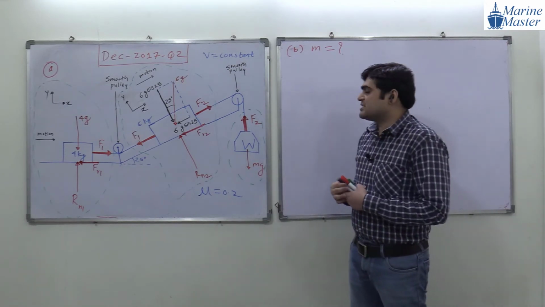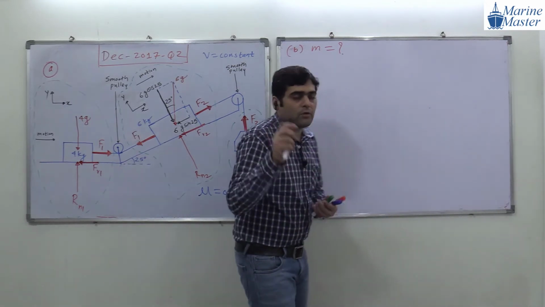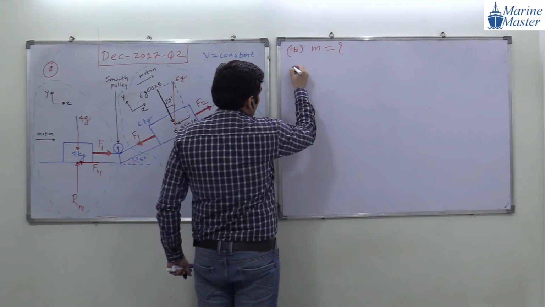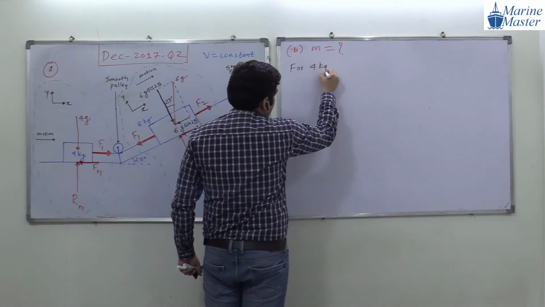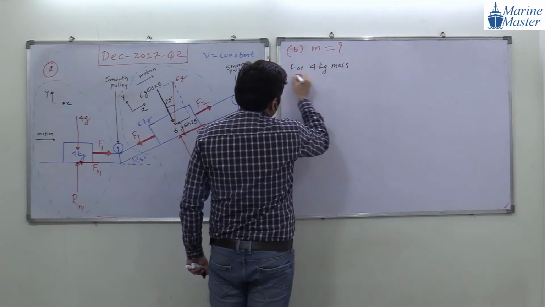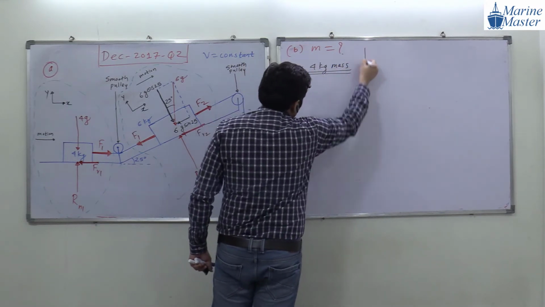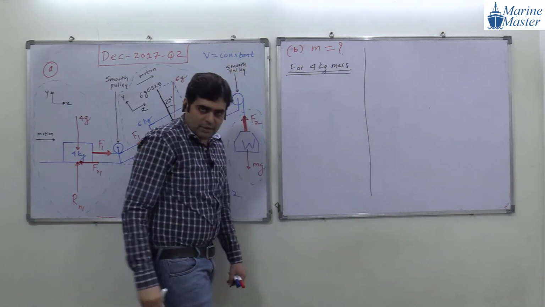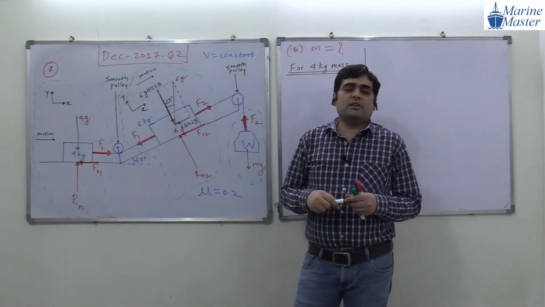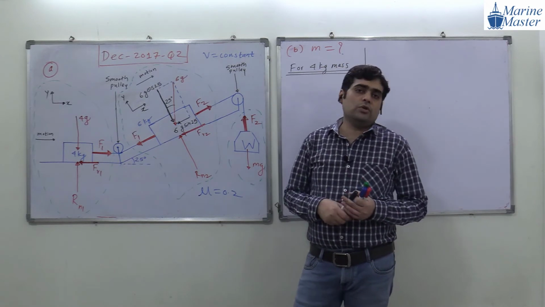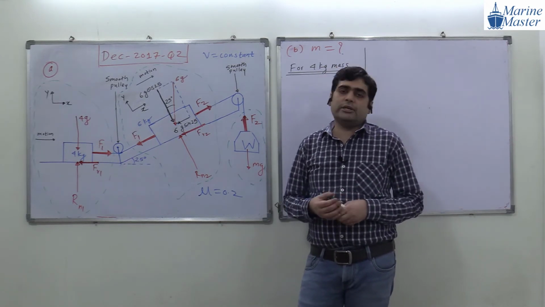So first of all, we will start the discussion with the 4 kg mass. Now this 4 kg mass is in equilibrium. Whenever any mass is in equilibrium, the summation of forces in x direction is equal to 0 and the summation of forces in y direction is equal to 0.